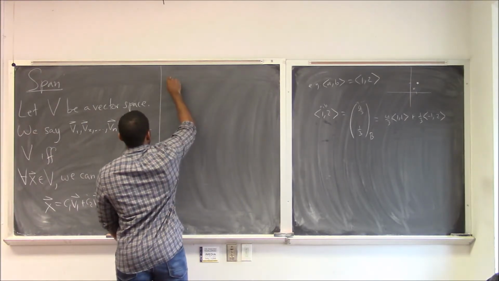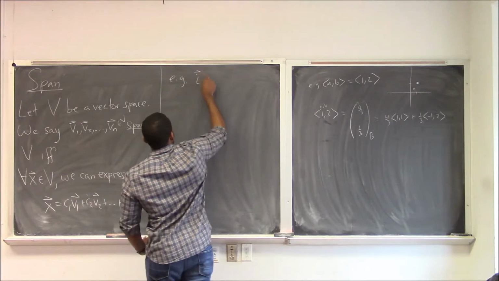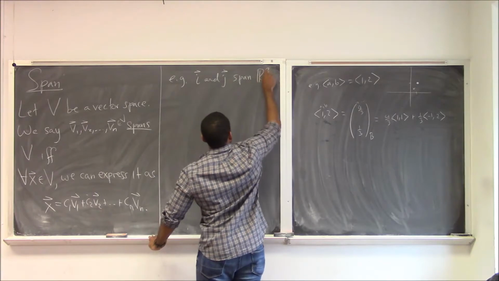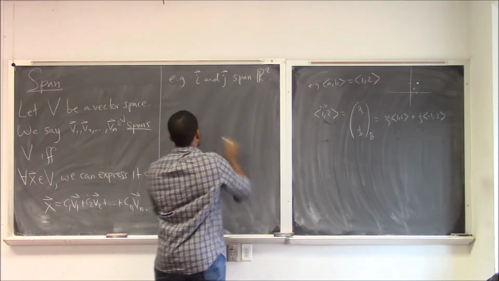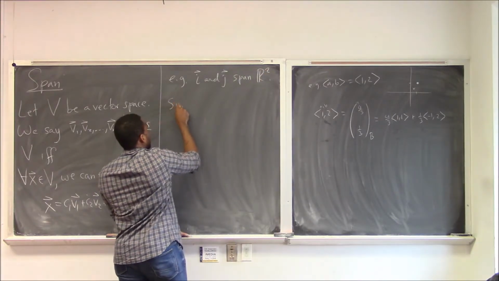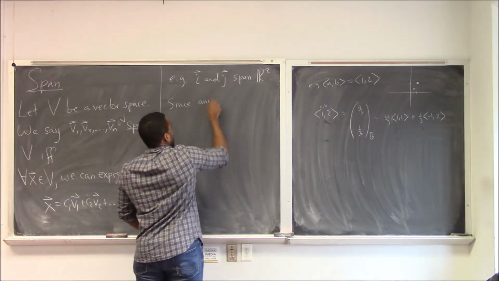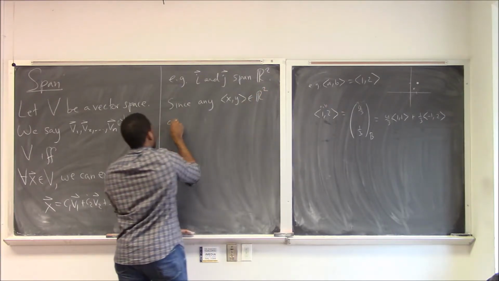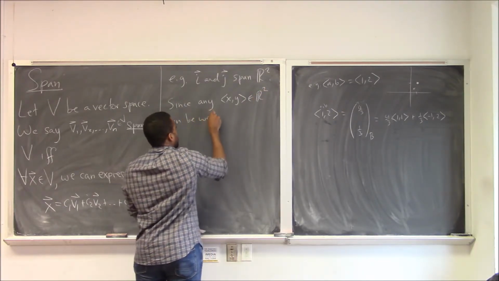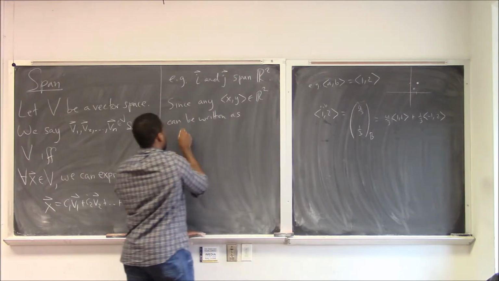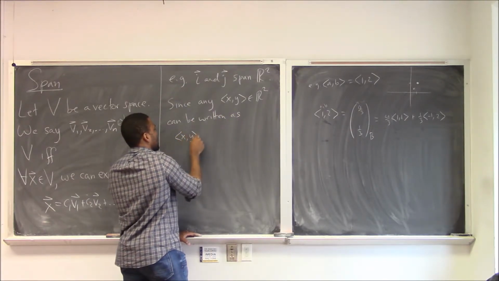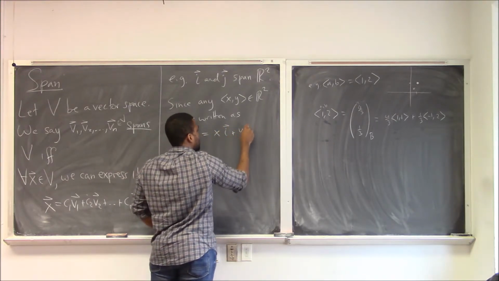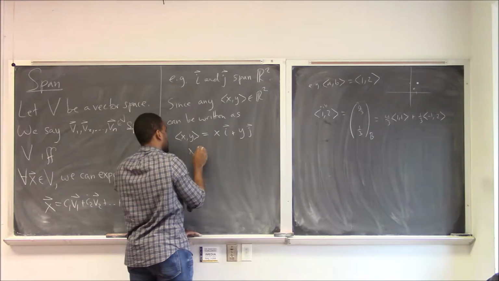And I can give you an example. i and j span R2. In fact, since any (x, y) in R2 can be written as that vector is just some scalar times i plus some scalar times j, where x, y are in R.